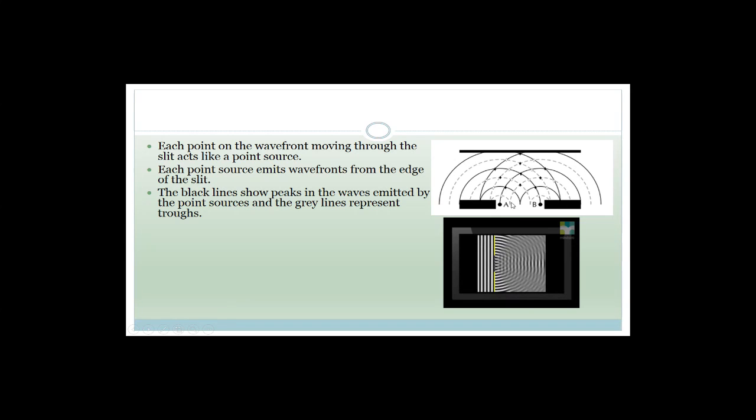If you've got 2 point sources, 2 slits, then what is going to happen is you end up with 2 point sources. So you've got A and you've got B. Now each point in the wavefront will move through the slit acting as a point source. So you end up with 2 sources. There's A, and then here's B. So it's 2 point sources, or if you want to think of it as 2 slits.